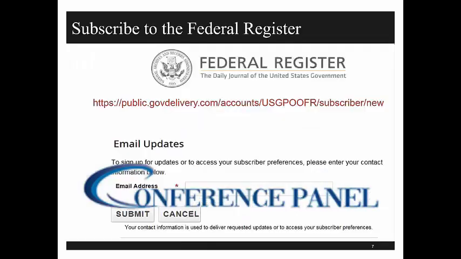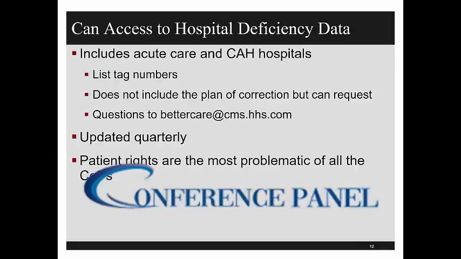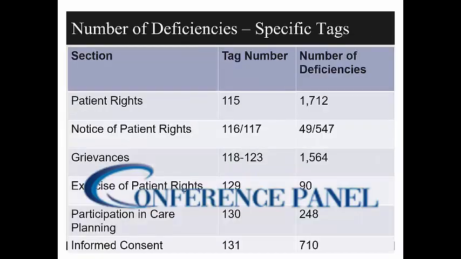To start off, you want to subscribe to the Federal Register, include your email, and then they will send you updates. Now, that could be updates of notices, rulemaking, or actual new rules. One other thing that's nice that you can get access to is what did CMS find on these surveys? What were the deficiencies, the citations? And these are the top 6 deficiencies in the areas we're talking about today. And then we split it out. These are specific tag numbers.